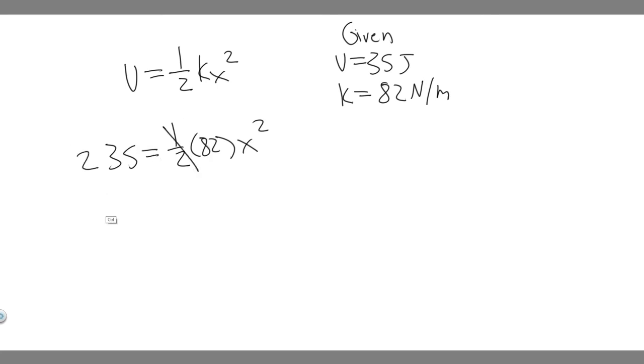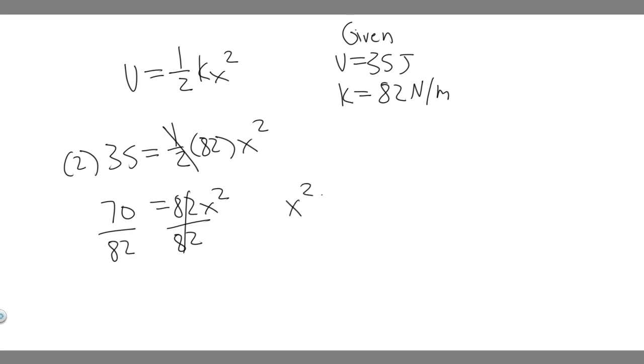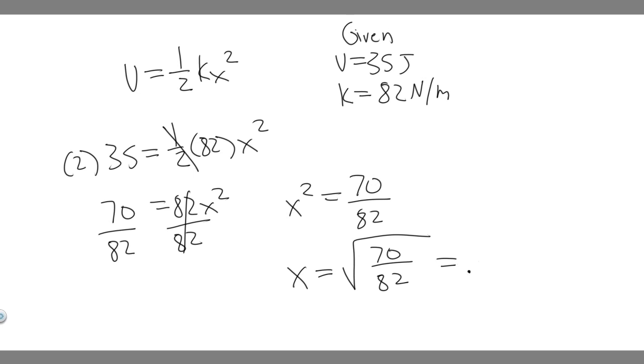So 2 times 35 is just 70. So 70 equals 82 times X squared. And then we're solving for X, so divide both sides by 82. X squared is equal to 70 over 82. And then we can square root both sides to get rid of the square right here. So X equals the square root of 70 over 82. If you go ahead and do this, you're going to get 0.9239. And so I'm going to round it to this place right here.